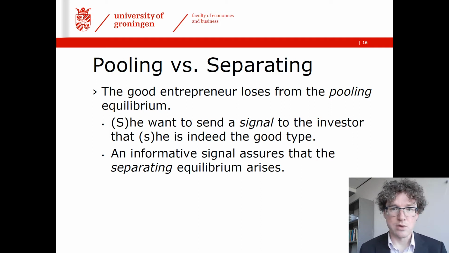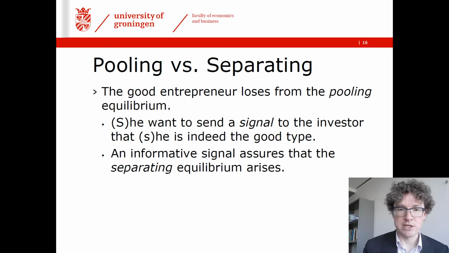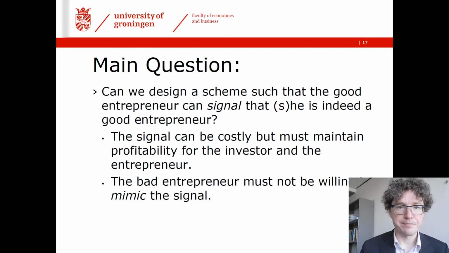So what this good quality entrepreneur will want to do is somehow to be able to send a signal that is going to persuade the investor that indeed this particular project or this particular entrepreneur is really of good type, rather than just claims to be of the good type. So the signal has to be informative. So an informative signal would help bring to fruition such a separating equilibrium, sustaining such a separating equilibrium.